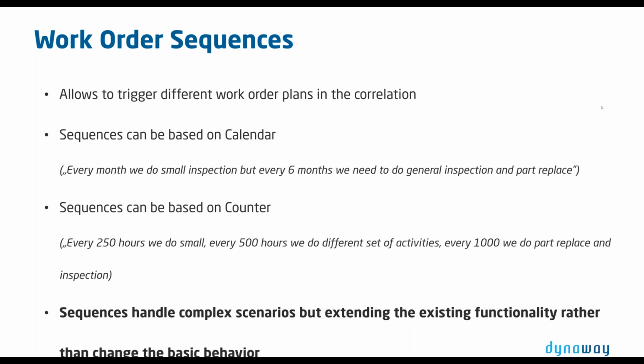So in this case, if we set it up without the work order sequences, every 500 hours we would get 2 work order plans triggered, but every 1000 hours, because those are numbers which are correlated and multiplied, you would have 3 work order plans trigger, so 250 hours, 500, and 1000. To avoid it, we have sequences which allow you to group those work order plans and tell which work order plan should be triggered when.